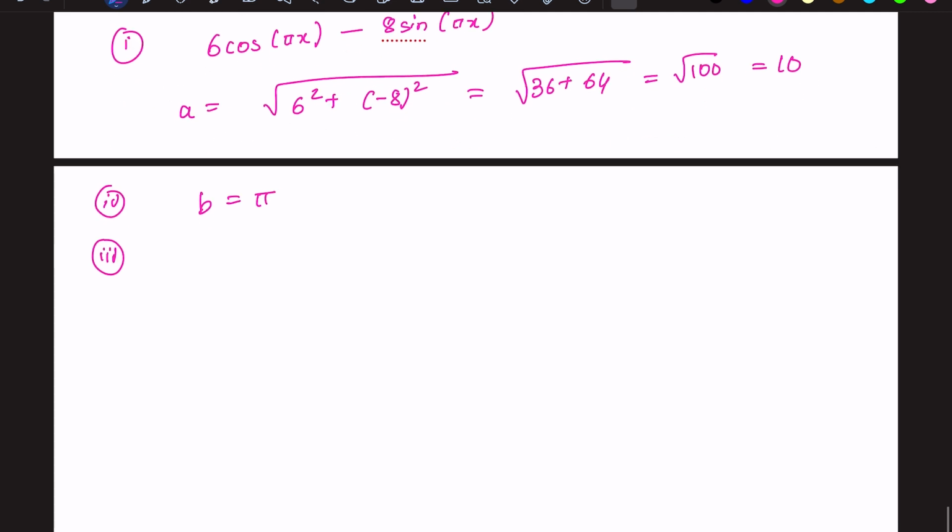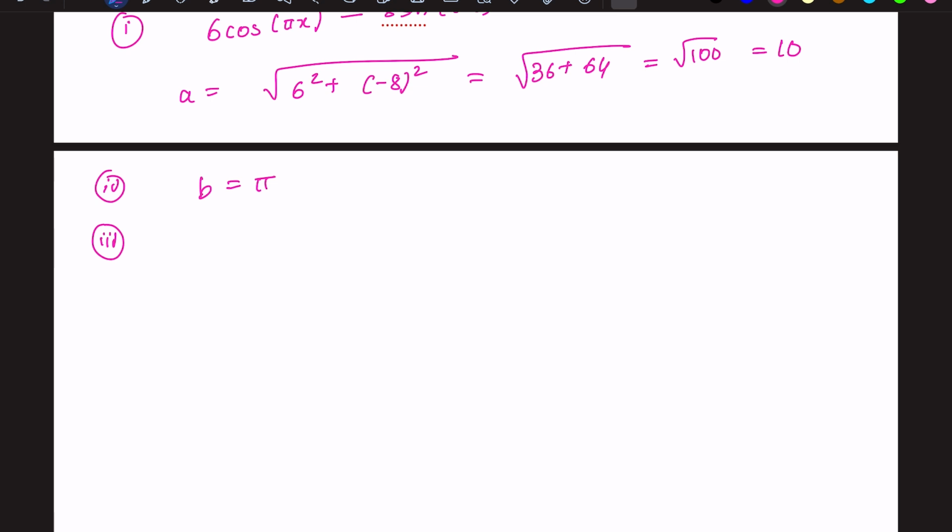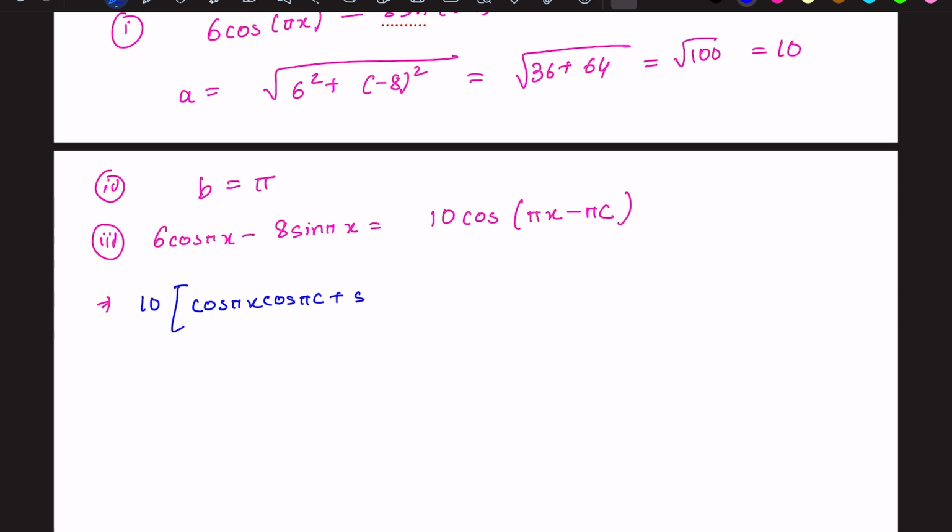Okay. For the third part, we have to find the smallest possible value of c. So for this, we can start the problem like this. 6 cos pi x minus 8 sin pi x can be written in the form 10 cos(pi x minus c). Now if I expand this, cos(pi x minus c), I can also write it as pi x minus pi c. Fine. Now I can expand this. So cos(a minus b) is cos a cos b plus sin a sin b. I can use this formula. So 10 cos pi x cos pi c plus sin pi x sin pi c.